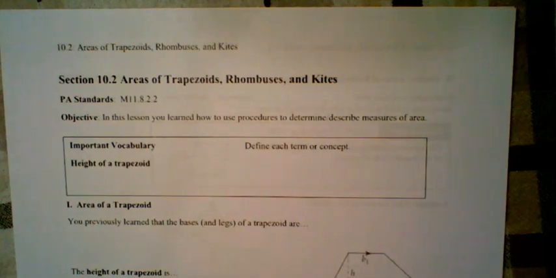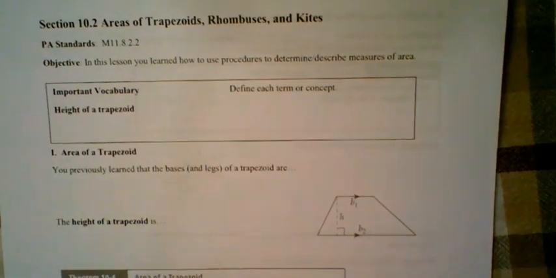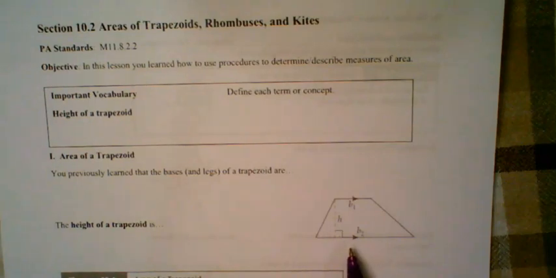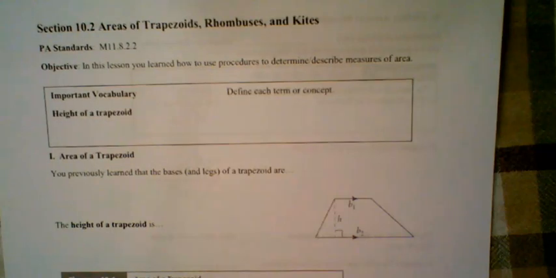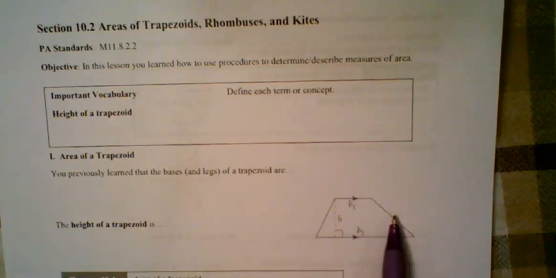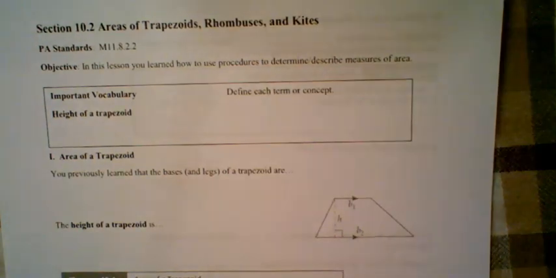All right, one thing that I want to talk about first is the height of a trapezoid. Now, keep in mind that this figure here is a trapezoid. A trapezoid has a set of parallel bases. It only has one set of parallel sides, so you'll notice that these two are not parallel to each other.